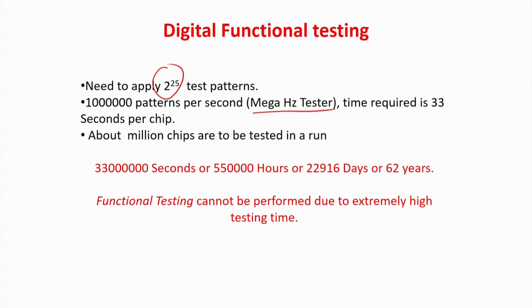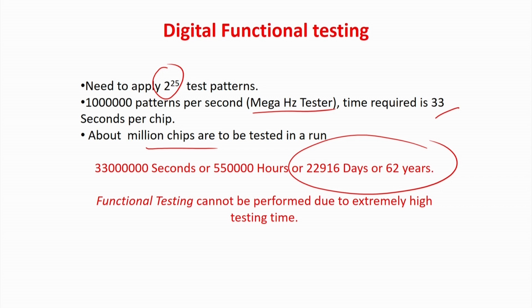So if I have to apply all 2 to the power 25 patterns, and assuming that is a megahertz tester, then the time required is 33 seconds per chip. Means you have to apply half a minute for each chip, and generally there are around 1 million chips fabricated in a run, and you have to test all of them. So it will require around this many days or years to check it. So it is an extremely difficult procedure and infeasible.